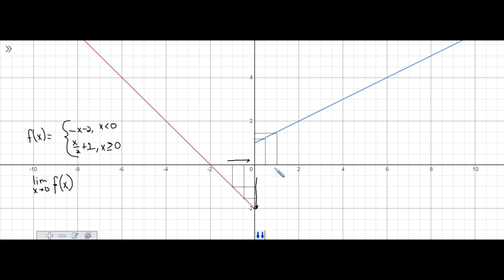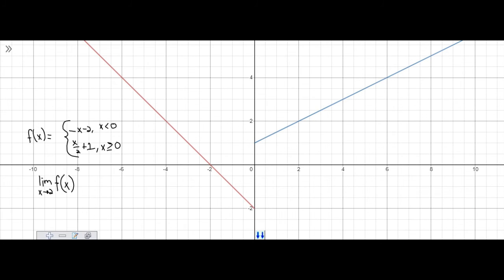So the left-hand limit and the right-hand limit don't equal each other, which, if you'll remember, is one of our conditions for the limit existing. When the left-hand limit and right-hand limit do not equal, that means the limit doesn't exist. So since the piecewise function is broken at this point, the limit doesn't exist as x approaches 0.